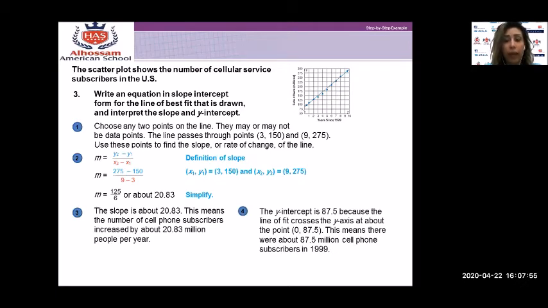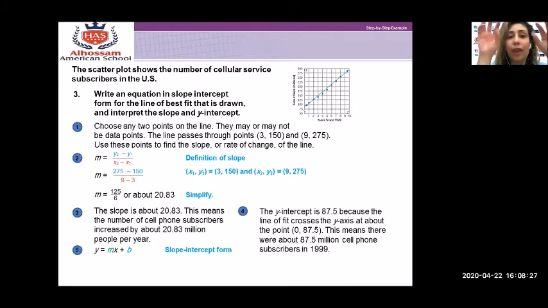So now I can write the equation. y equals mx plus b. Sorry, this is the slope-intercept form. I have m, I have b. m is the slope which we got, which is 20.83, and the y-intercept, which is the point which intersects the y-axis itself, is 87.5. This is b. Now I have the slope and I have the y-intercept.